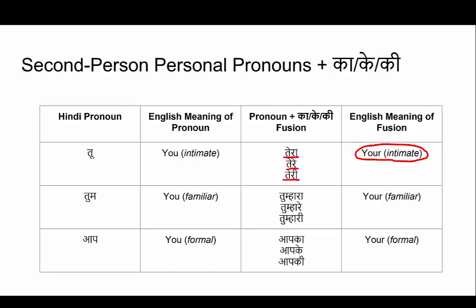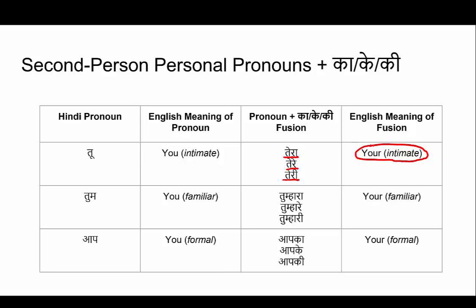We use tera if the noun being possessed is masculine singular. Remember, tera is tu plus ka. We use tere if the noun being possessed is masculine plural. Remember, tere is tu plus ke. And we use teri if the noun being possessed is feminine, regardless of whether it's singular or plural. And remember, teri is tu plus ki.